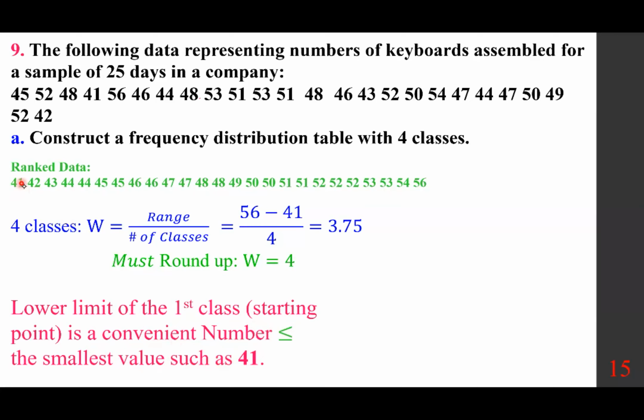That's fine. The only thing is, if you start with 40, make sure by the time you finish, 56 is there. If you finish your job and 56 is there, 40 is an excellent choice. No problem. But if you have any doubts, you start with 41, which means 41 to something, and the rest of them we don't know. We just choose 41 as the lower limit of the first class.